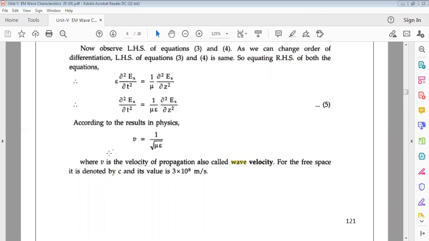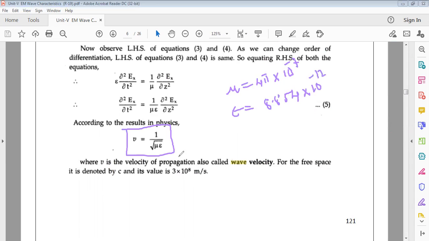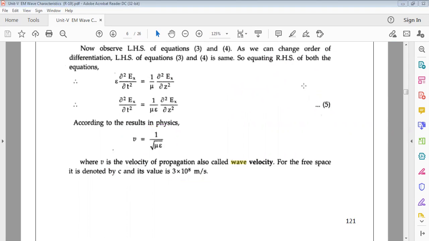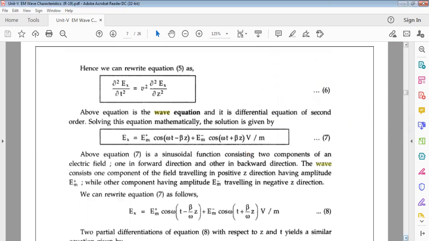Got it, my dear students? The velocity of propagation, also called wave velocity, v is equal to 1 by under root of mu epsilon, where mu is equal to 4π into 10 to the power of minus 7 and epsilon is equal to 8.854 into 10 to the power of minus 12. Taking the under root of these two values, it is approximately equal to 3 into 10 to the power of 8 meters per second. For the uniform plane wave in free space, we got the velocity of propagation or wave velocity.